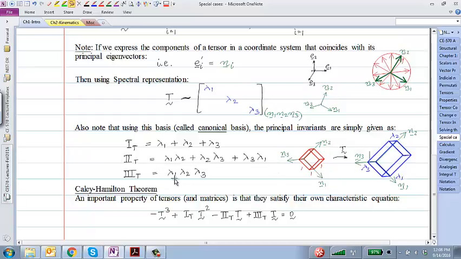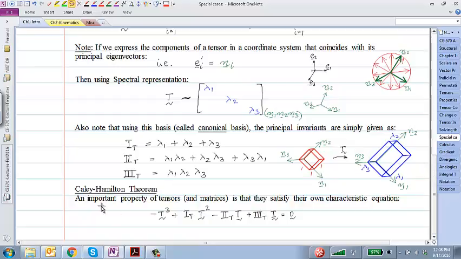And finally, what is lambda 1, lambda 2, lambda 3? Product of all of that? Volume of the cuboid. So the third invariant is proportional to change in volume of the cuboid. Okay, so this is a sort of a useful way to remember or to understand the physical significance of these invariants. Questions? All right.